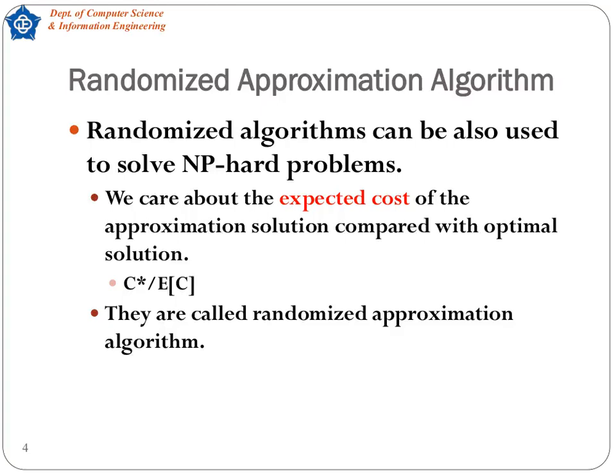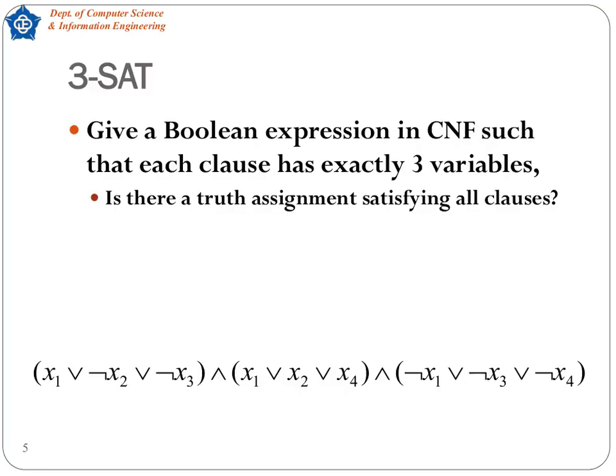Building on our discussion of NP-hard problems, this slide introduces a fundamental one, the concept of 3 SAT. So what exactly is 3 SAT? It asks a fundamental question. Given a Boolean expression in conjunctive normal form, or CNF, where each individual clause contains exactly 3 variables, is it possible to find a truth assignment for those variables that satisfies the entire expression? In other words, can we assign true or false to each variable so that every single clause becomes true? Let's look at an example below to make this clearer.